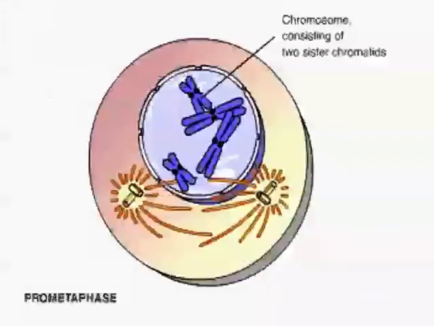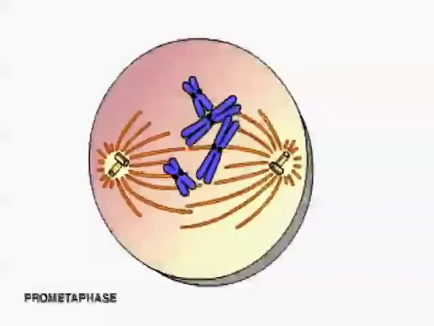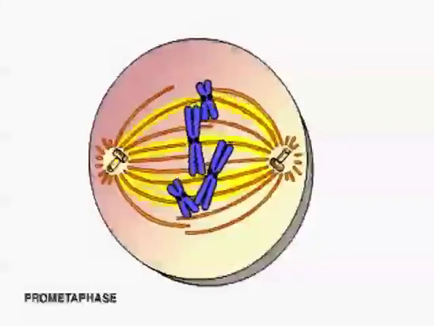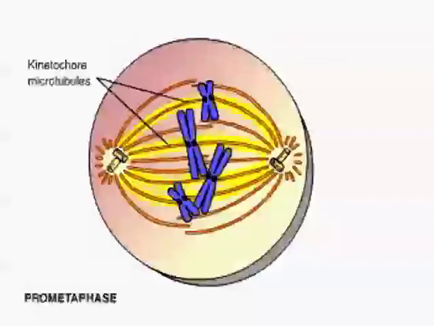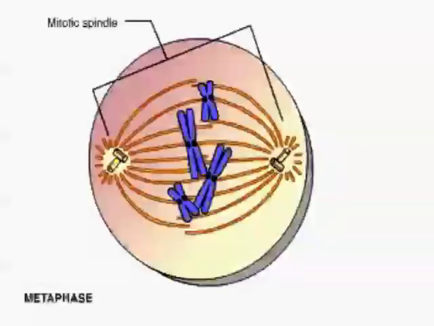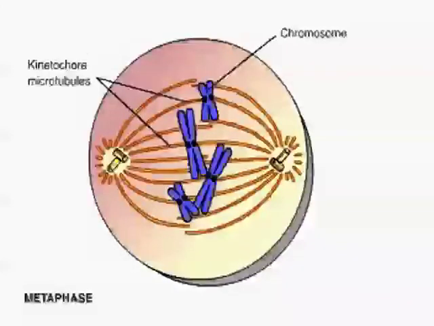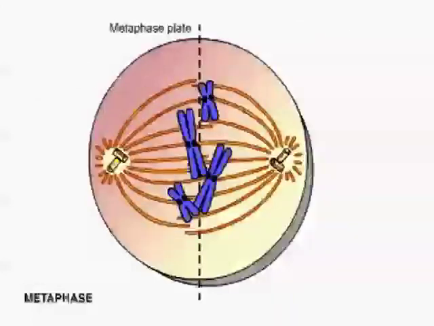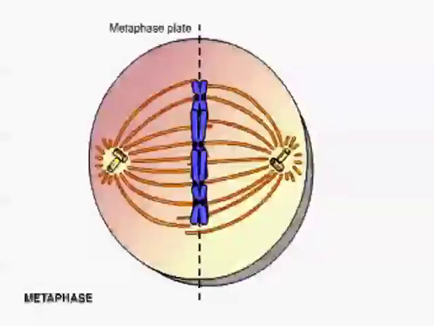During prometaphase, the nuclear envelope breaks into fragments. Some of the spindle fibers reach the chromosomes and attach to kinetochores, structures made of proteins and specific sections of DNA at the centromeres. Non-kinetochore microtubules overlap with those coming from the opposite pole. At metaphase, the mitotic spindle is fully formed, and the microtubules attached to kinetochores move the chromosomes to the metaphase plate, an imaginary plane equidistant from the poles.